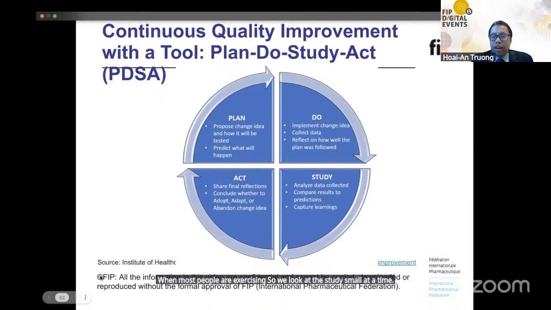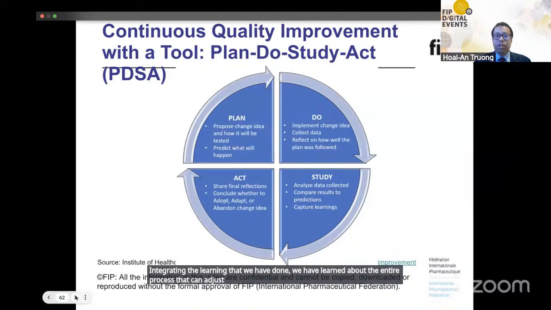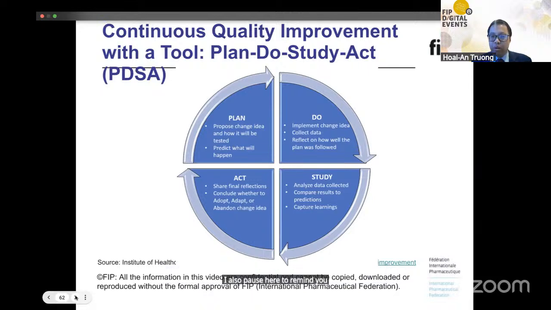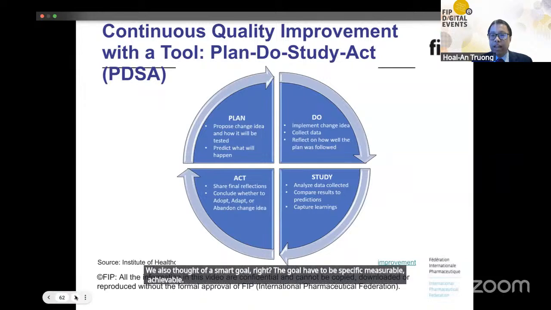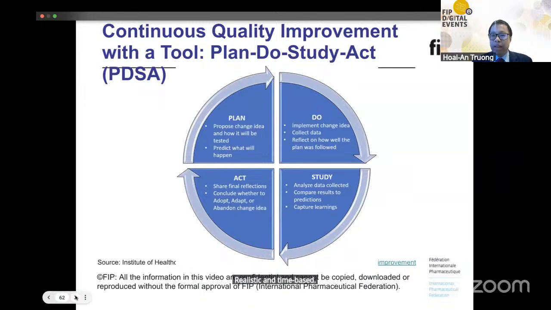And then finally, after that, we act. The act step closes the cycle, integrating the learning that we have done about the entire process, which can help us adjust the goal and the change method, so that whatever goal we set is a realistic goal. I also pause here to remind you that when we talk about planning and goals, we also talk about SMART goals, right? The goal has to be specific, measurable, achievable, realistic, and time-based. So that's doing the plan. And we go back to the plan.